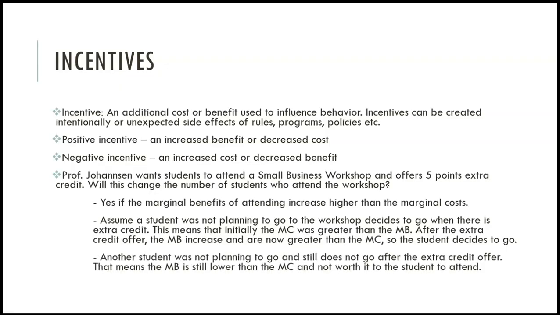Another student who was not planning to go still does not go after the extra credit offer. That means that the marginal benefit is still lower than the marginal cost, and it is not worth it for the student to attend. So if I want students to go to a workshop or do some sort of activity, I have to offer enough extra credit points or enough of a positive incentive to change that balance, right? To make sure that marginal benefits are greater than marginal costs. Otherwise, it's not going to affect student behavior.